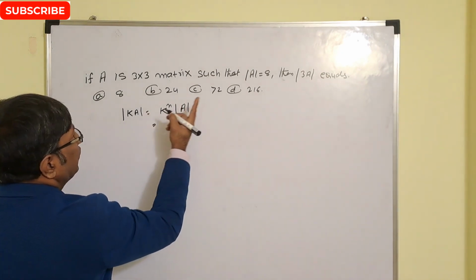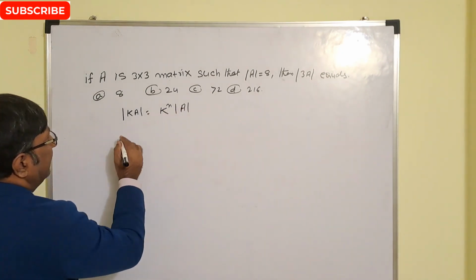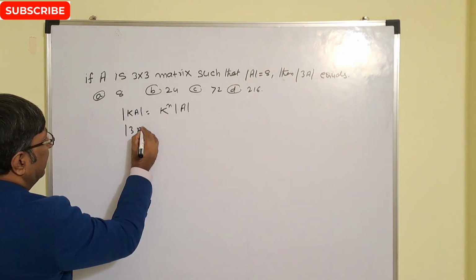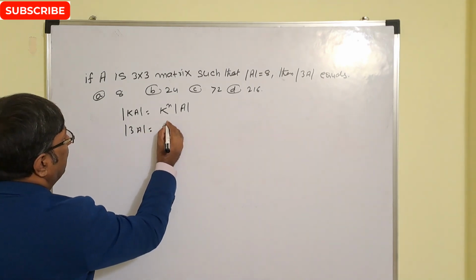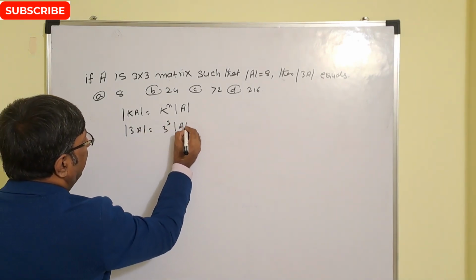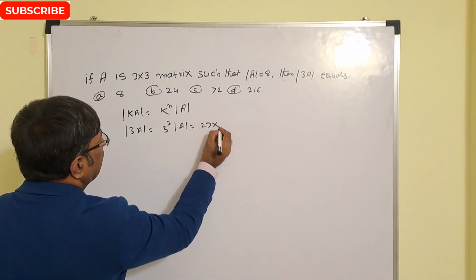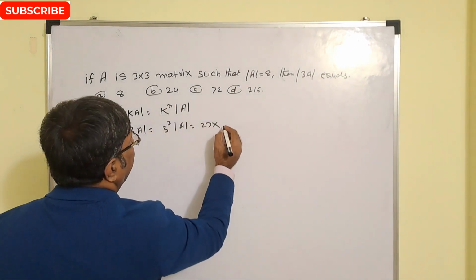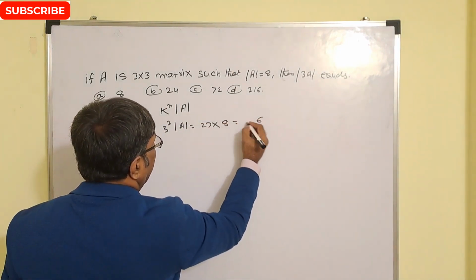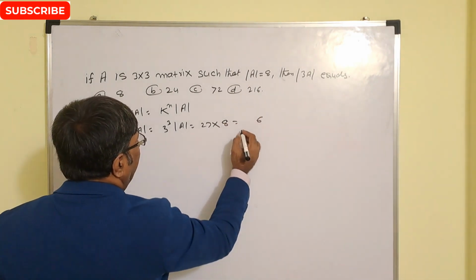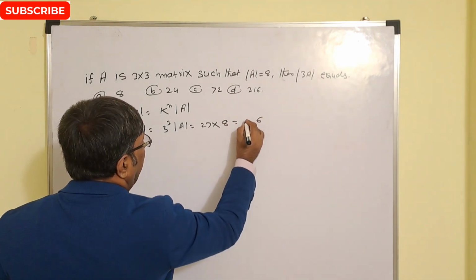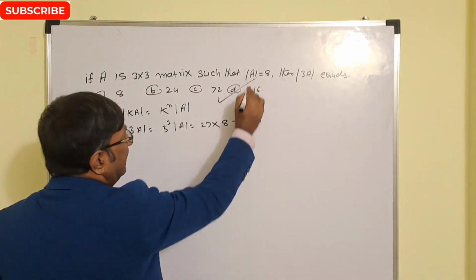So here K is 3. We have to find determinant of 3A. So determinant of 3A equals 3 to the power 3 into determinant of A. So this is 27 into determinant of A, which is given as 8. So 8 sevens are 56, 8 twos are 16, and 16 and 56 make 216. So correct answer is what?